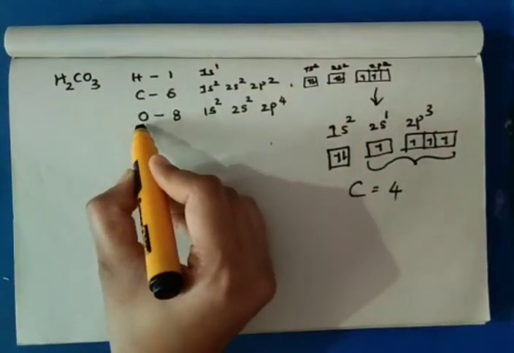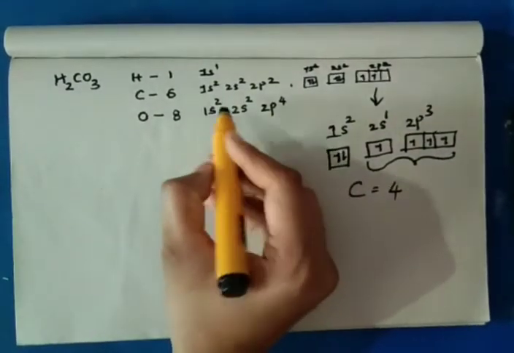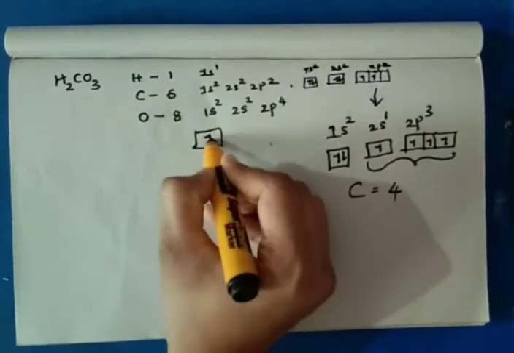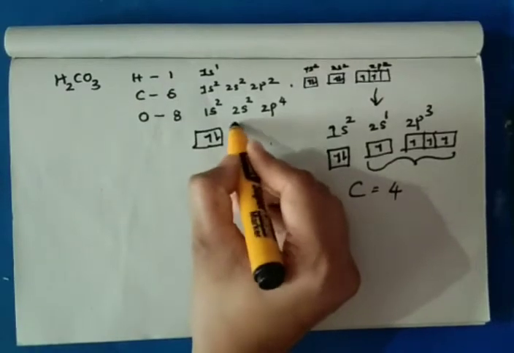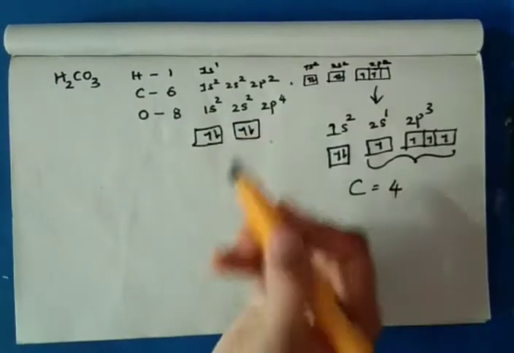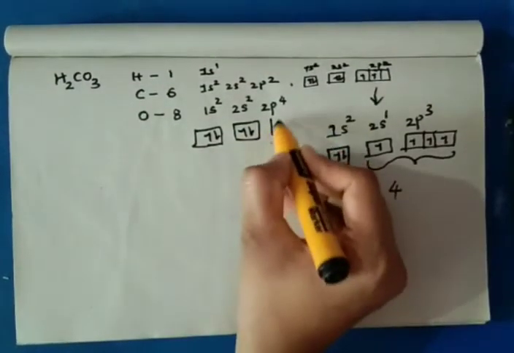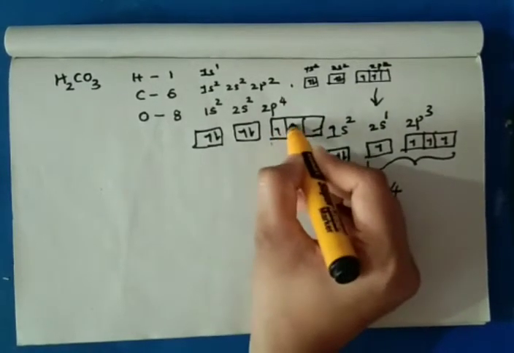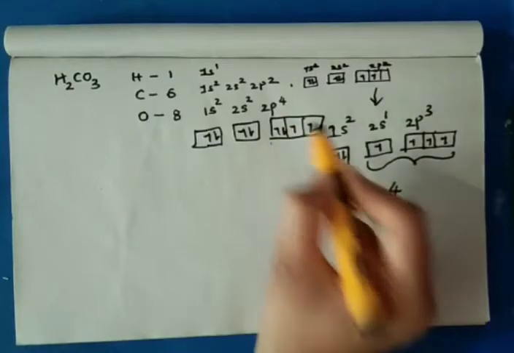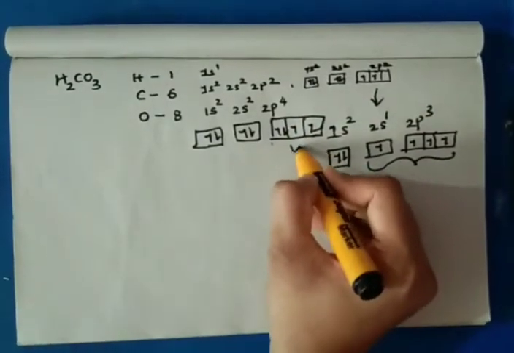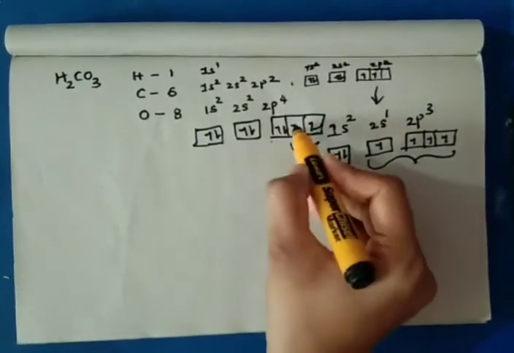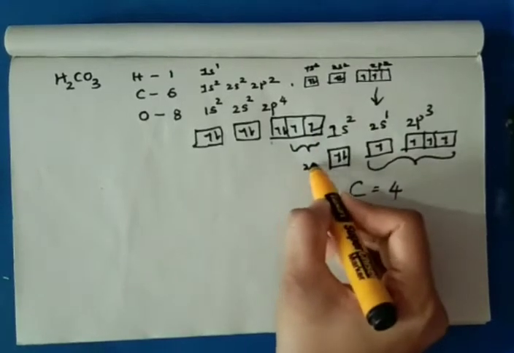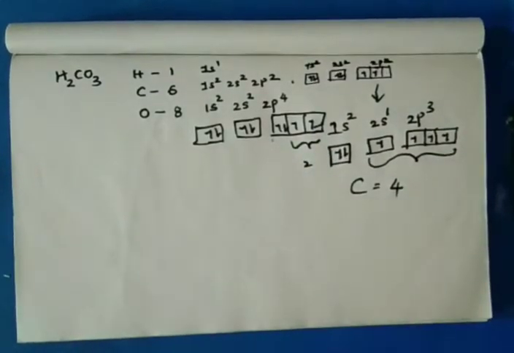Now oxygen: 1s2, 2s2, 2p4. In 2p4 there are 2 single electrons, so the valency is 2. That's why oxygen valency is 2. Now let's go for the Lewis dot structure.